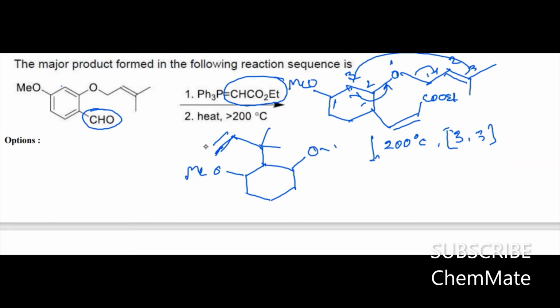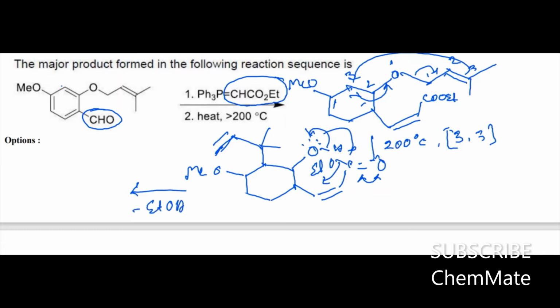It will be OH, and this ester will be hydrolyzed to another ester, that means the OH lone pair will attack here, and the OEt group will be removed as EtOH. So a cyclization will take place, and also this is again an aryl allyl ether.